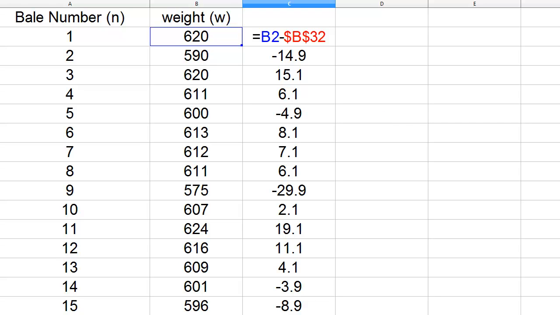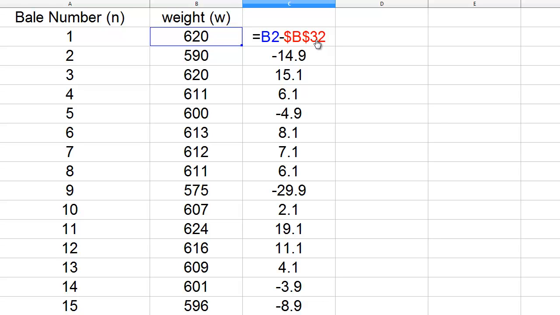All right, so my average weight is in cell B32, and what I want to do is subtract that from the weight that's here in cell B2. Notice that I've typed in cell B2, which is pretty straightforward, and then subtract. Now I've put a dollar sign in front of the column indicator B, and a dollar sign in front of the cell number as well.